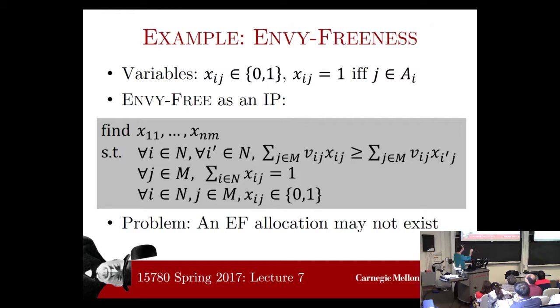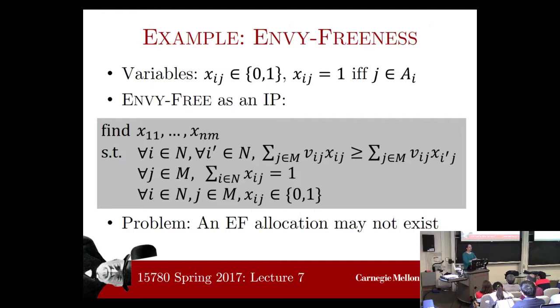The second constraint is an easy one that just says every item has to be allocated to exactly one player. So notice I'm forcing every item to be allocated. Otherwise, it would be very easy to find an envy-free allocation by not allocating any item. Then everybody has an empty bundle and nobody is envious. But I'm forcing all of the items to be allocated. And finally, all of the variables are in {0, 1}. Okay, so that's the integer program.